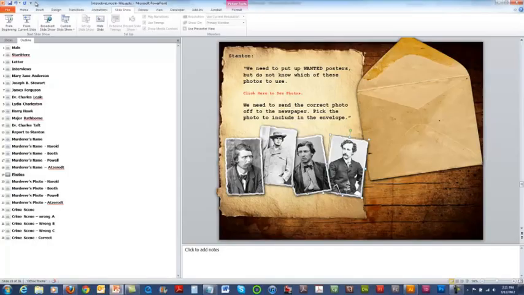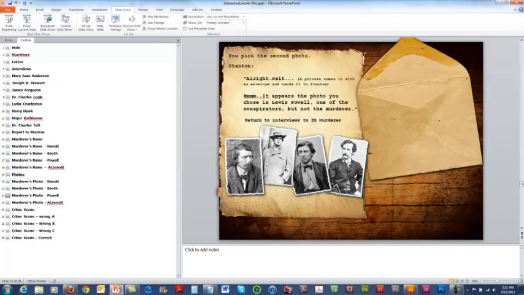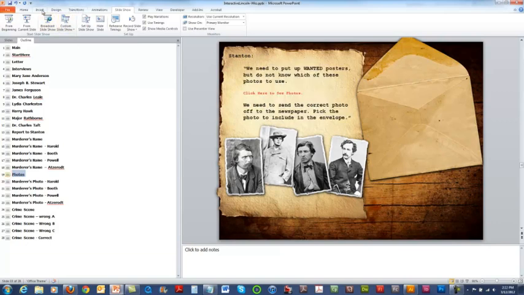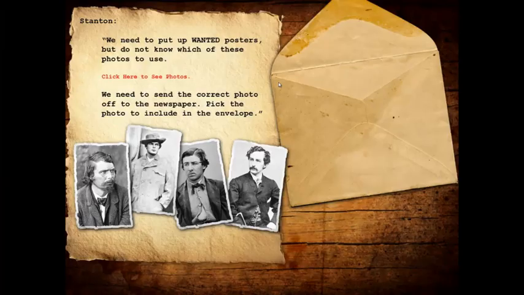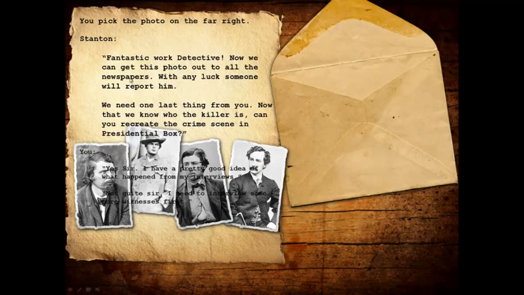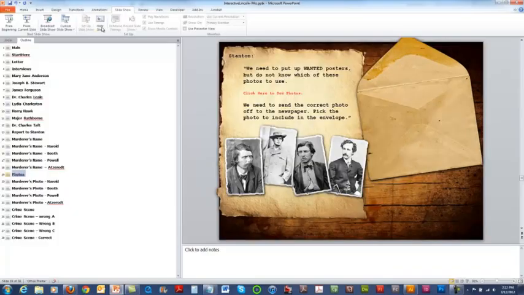Okay, let's get out of here. And we wanted to check Booth too. So I'm going to go back to the photos, and I'm going to do slideshow, view from current slide, and we want to make sure it works. So now let's click on Booth. You pick the photo on the far right, fantastic work, detective. This looks like it's the correct one. Although I didn't put his name in there, it is the correct one. Very good. So I'm going to escape out of there.